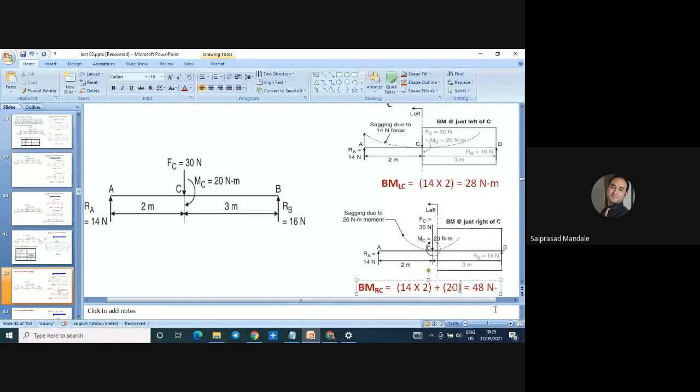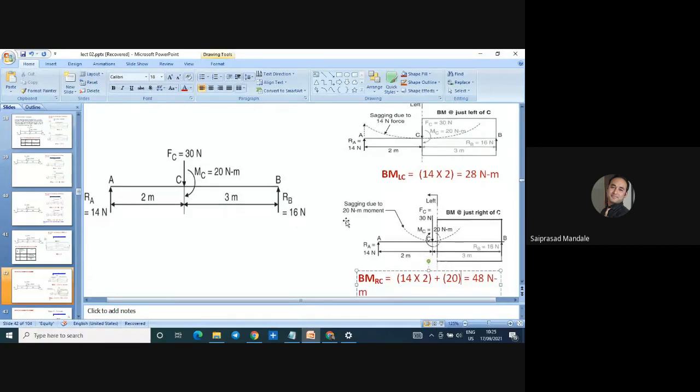My point is, whenever there is a moment acting on any point, in that case we have to calculate the moment on either side of that point. So left hand side as it is, and right hand side we have added 20, which is the magnitude of the moment acting at point C, giving 48. I guess this calculation is clear to everybody.